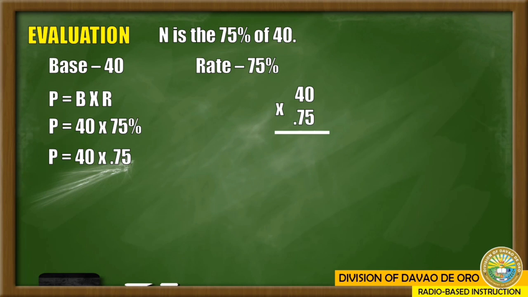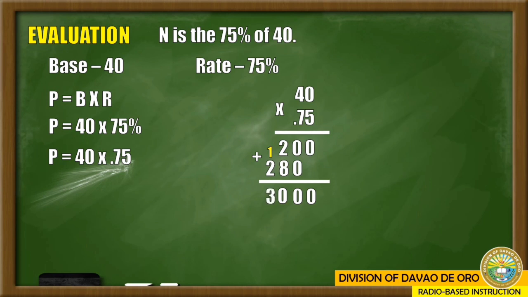So 40 times 0.75. 5 times 0 is equals to 0. 5 times 4 is equals to 20. 7 times 0 is equals to 0. 7 times 4 is equals to 28. Then we will add. Bring down 0. 0 plus 0, 0. 2 plus 8 is equals to 10. Bring down 0, carry 1. Then 1 plus 2 is equals to 3.